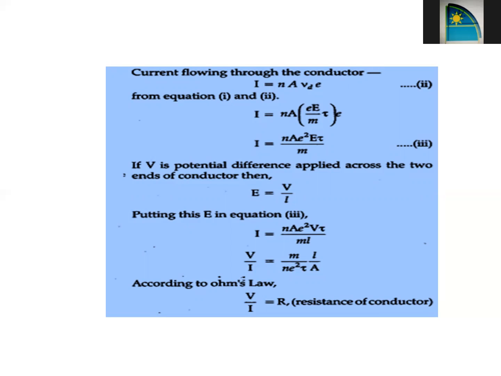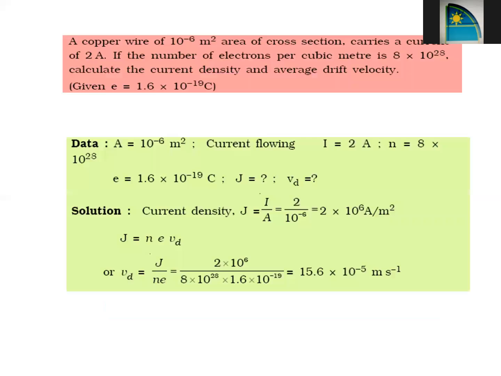So we'll rearrange this equation, and we will say potential divided by current is equal to resistance. We fill the value of current, we fill the value of potential in terms of field, and we can calculate the value of resistance in terms of tau, mass of the electron, and in terms of length of the conductor and area of the wire. Another relation of resistance, we already know that R depends upon rho L divided by A.